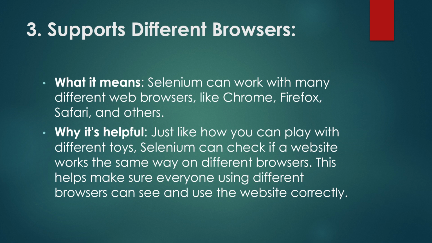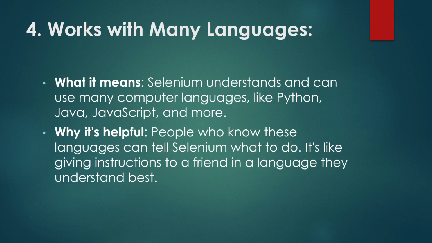Number three is support for different browsers. It can work with many different browsers like Chrome, Firefox, Safari, and others. So why is it helpful? Just like how you can play with different toys, Selenium can check if a website works the same on different browsers. This helps make sure everyone using different browsers can see and use the website correctly.